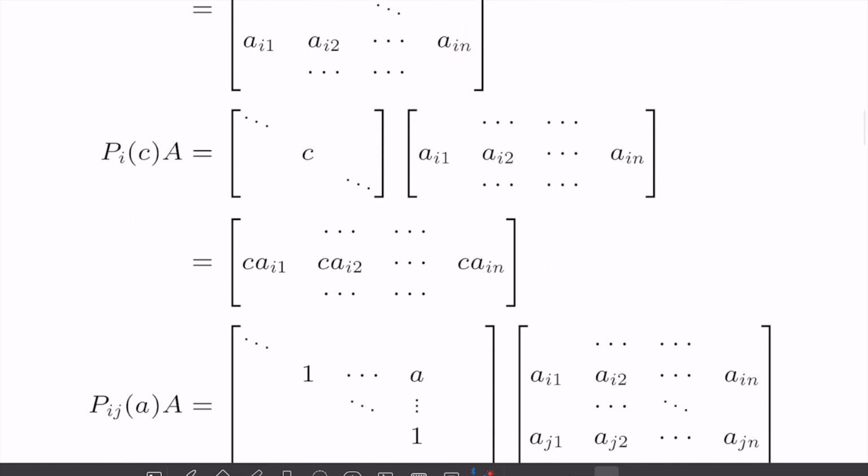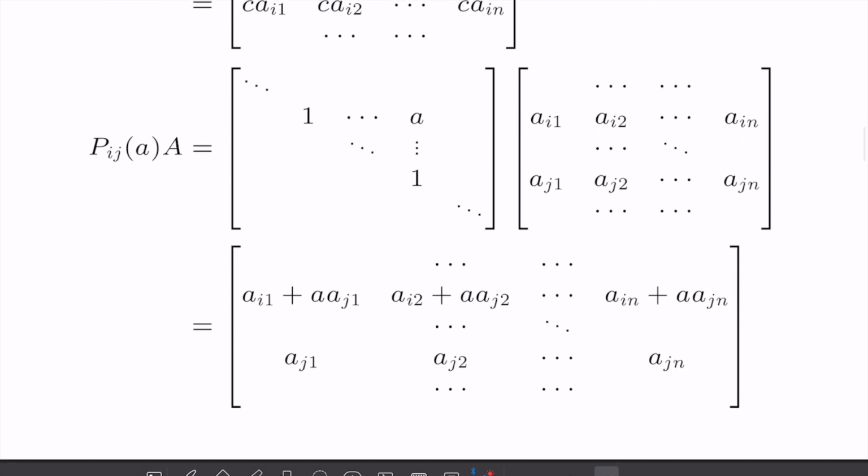And if we apply Pi of C to A from the left, Pi of C is this. So all the diagonals are 1 except for the ith diagonal element, which is C. Then if we calculate this, we get this matrix. That is, the ith row of the matrix A is scaled by C.